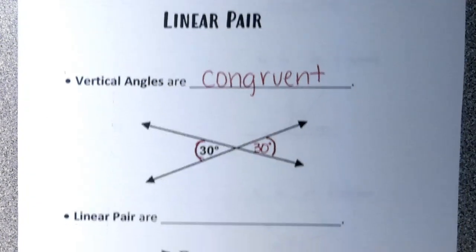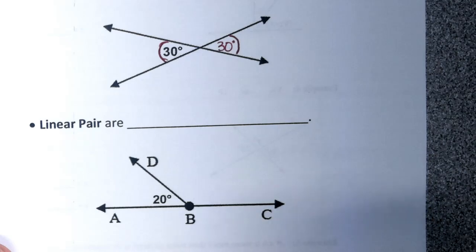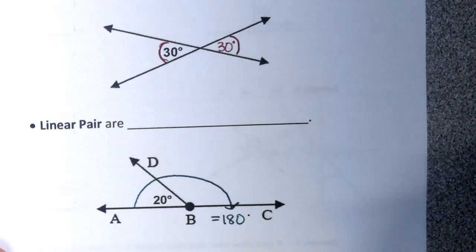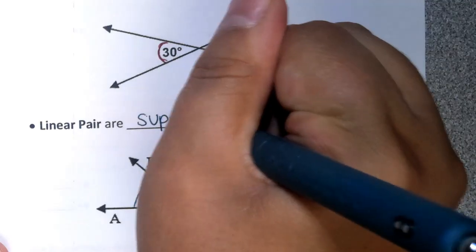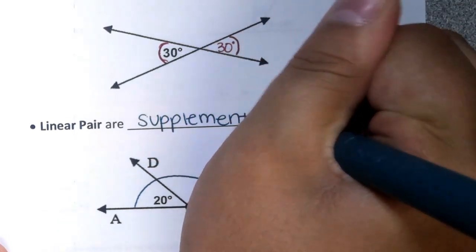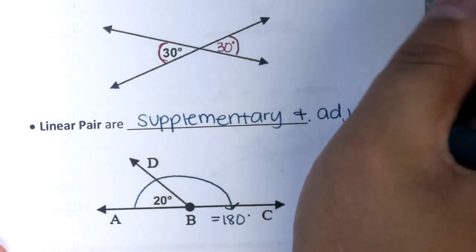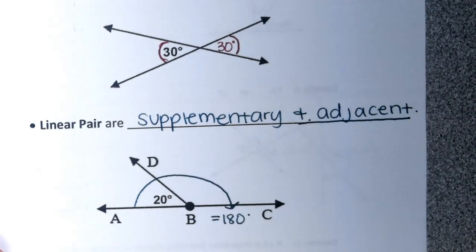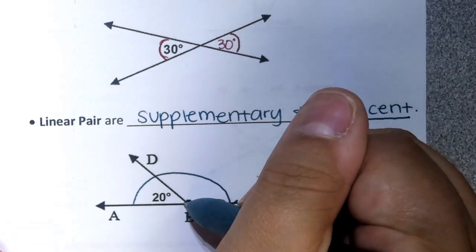Okay? Next word is a linear pair. What is a linear pair? They add up to 180 degrees, which means they are correct, but what are they if they add up to 180? They are supplementary. But they're not just supplementary. They are also, that's an and sign. What does adjacent mean? They are next to each other and supplementary. They add up to 180 and they share a ray.